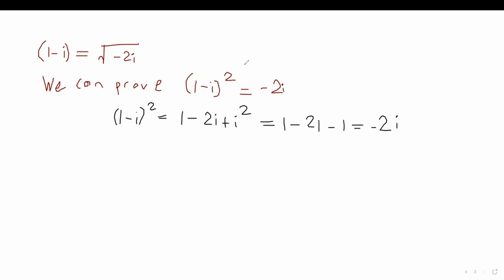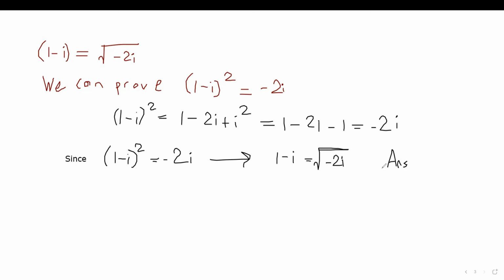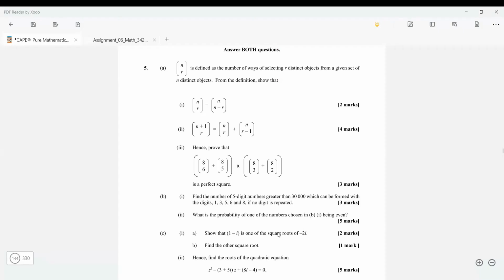Now since 1 minus i squared is equal to minus 2i, that implies, if we square root both sides, that 1 minus i is equal to the square root of minus 2i. That's it. Nice. So we've proved it. We didn't have to actually square root anything. Nice. That's just 2 marks.